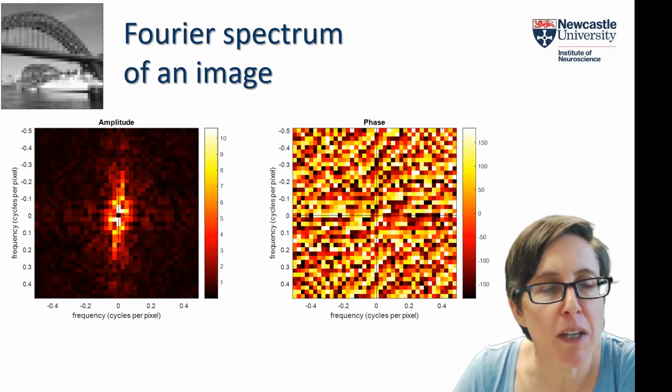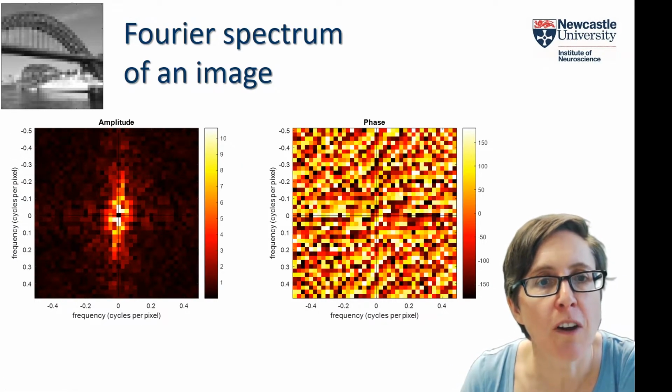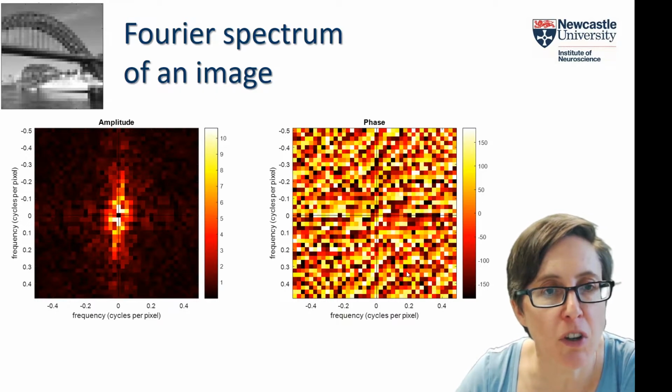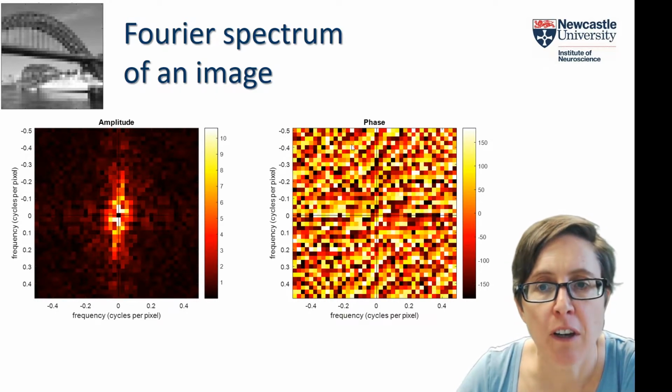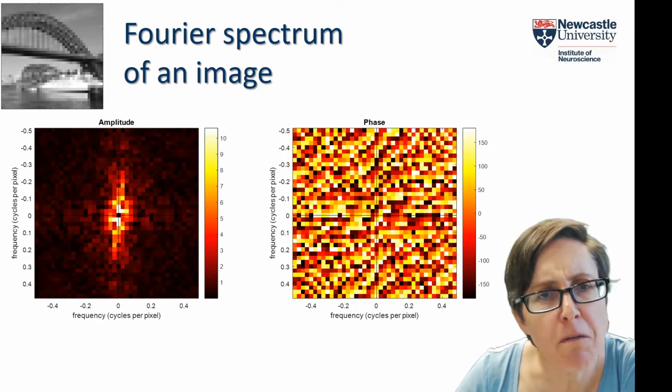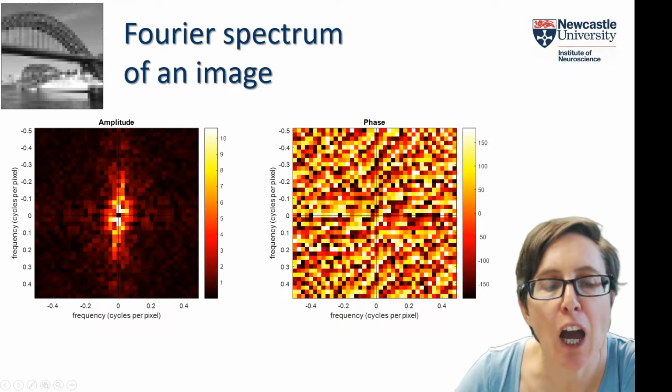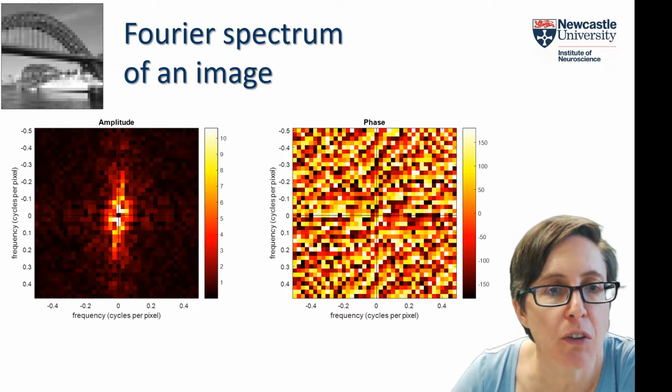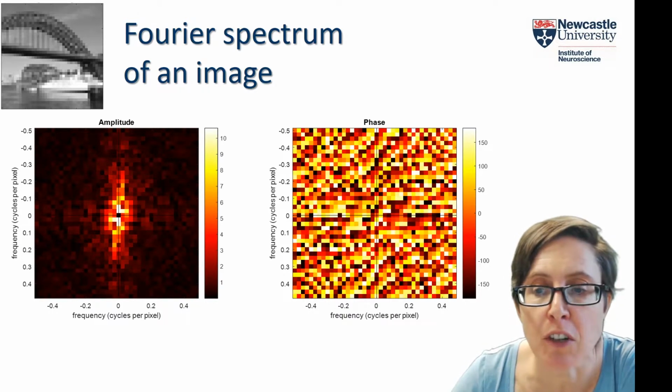Now I can take that image and I can compute what's called its Fourier spectrum, and that's what's shown here. We've got an amplitude and a phase. And what a Fourier spectrum is, it tells me how much of each different sort of sinusoidal grating I need in order to reconstruct that image of the Tyne Bridge.